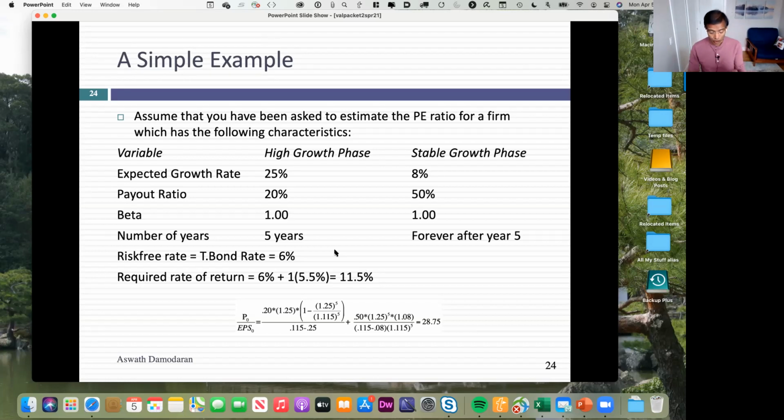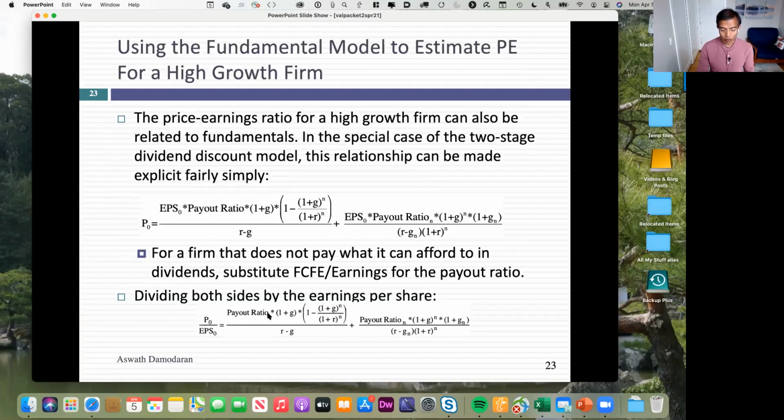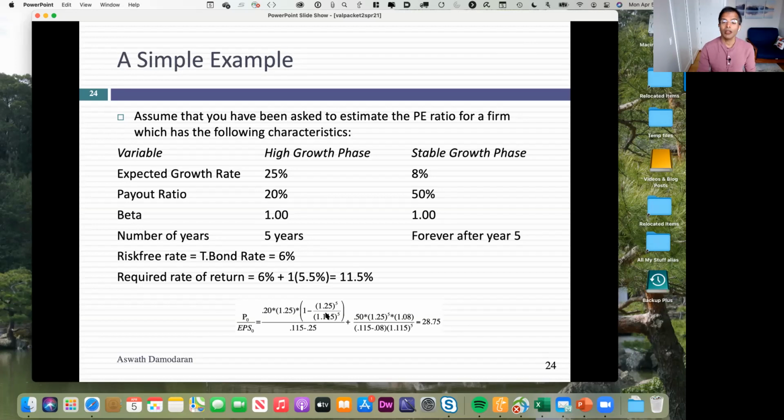So think of what I've given you. I've given you the growth rate, the payout ratio, and the cost of equity for both the high growth and the stable growth periods. I went into the equation on the previous page and I plugged in the numbers, 20% payout ratio, 25% growth, 11.5% cost of equity. That's a high growth phase. 50% payout ratio, 8% growth, 11.5% cost of equity, stable growth phase. I work through the numbers. I come up with a predicted PE of 28.75. So what do I do with that? Think of that as an intrinsic PE. If I valued the stock with a two-stage dividend discount model, that's what my PE should be. It's not high, it's not low, it's a fair value.